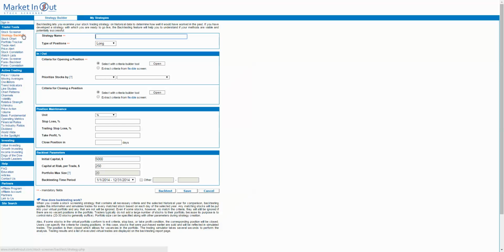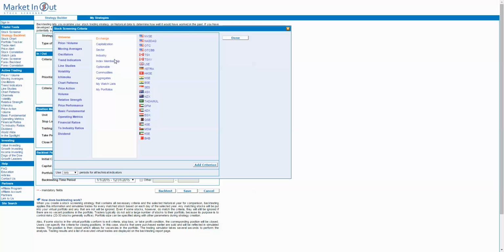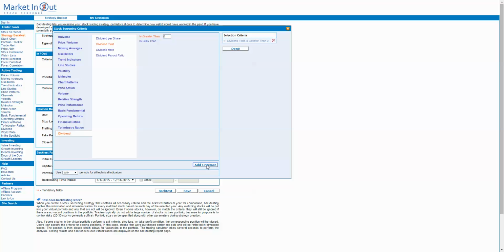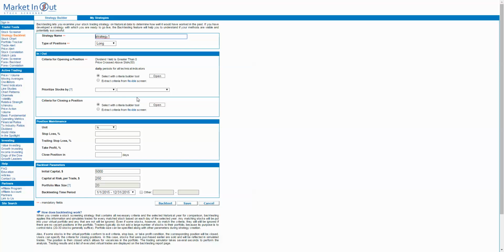Okay, and the backtesting tool, just to illustrate, I don't think it's going to let me run. Let's see if we can. Let's call this strategy 1. Just to give an idea, let's say I want to buy dividend stocks where the yield is greater than 0. I want to buy them when they cross above the 50 simple moving average. And I will prioritize the positions by highest dividend yield.